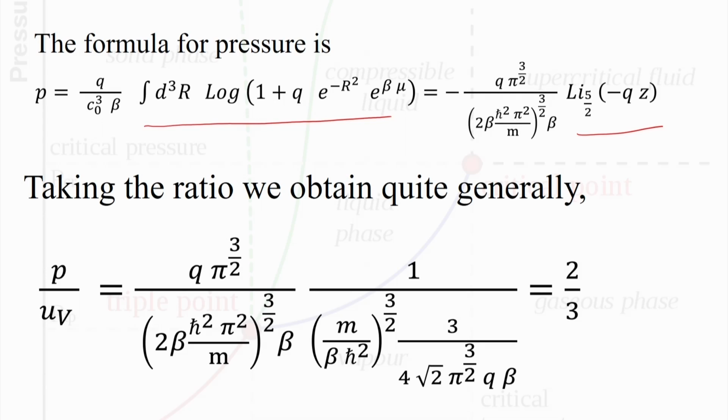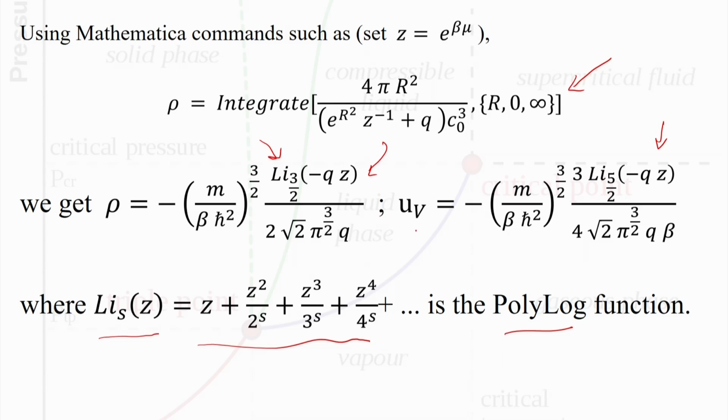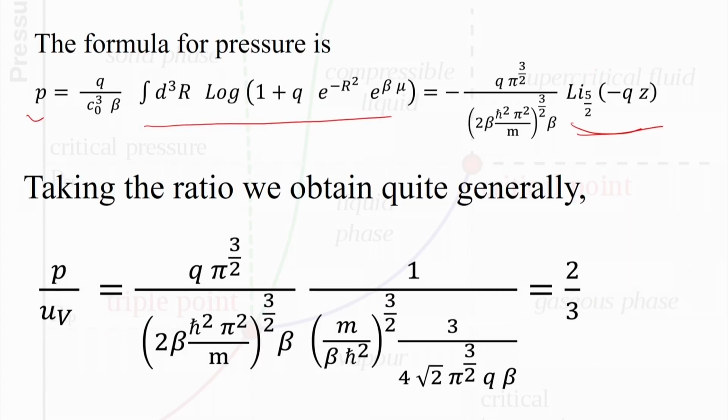Now, regardless of what q is, if I take the ratio of the pressure, which I have calculated in terms of this polylog function with index 5/2, and the internal energy density of the gas in terms of the same parameters, which also has index 5/2, I get a whole bunch of constants, which then simplify to this incredibly simple fraction, 2/3. So, that is very interesting.